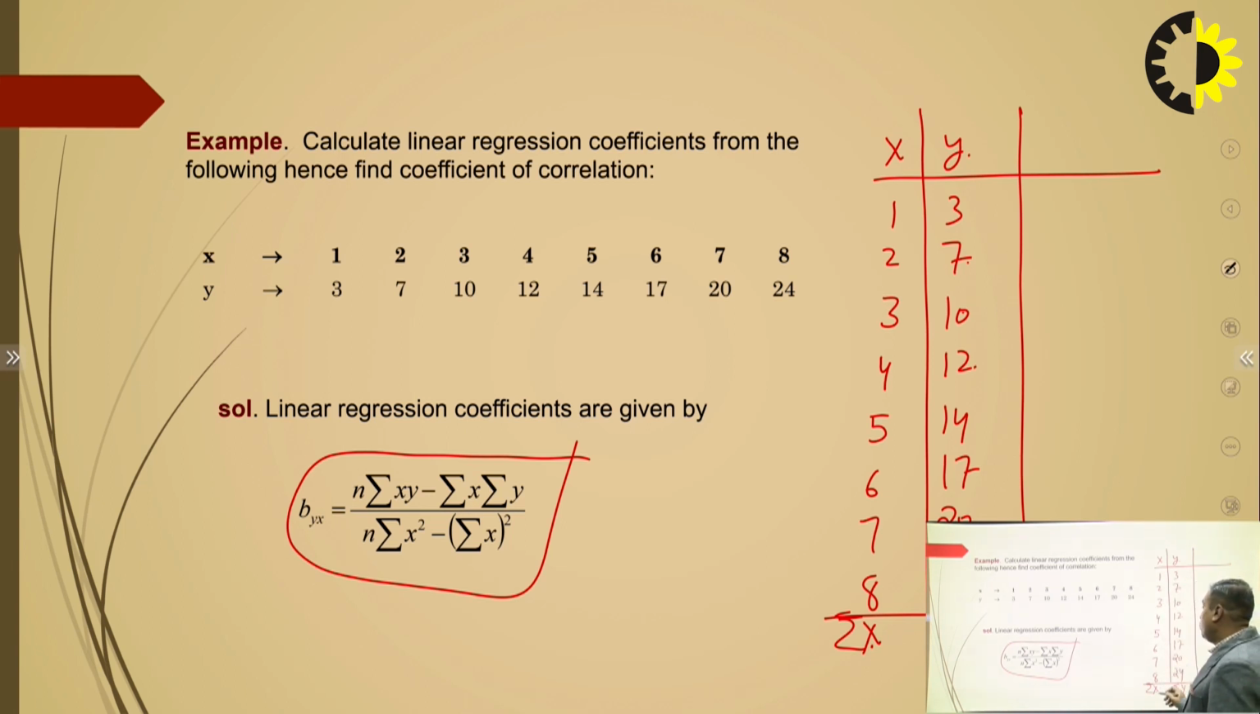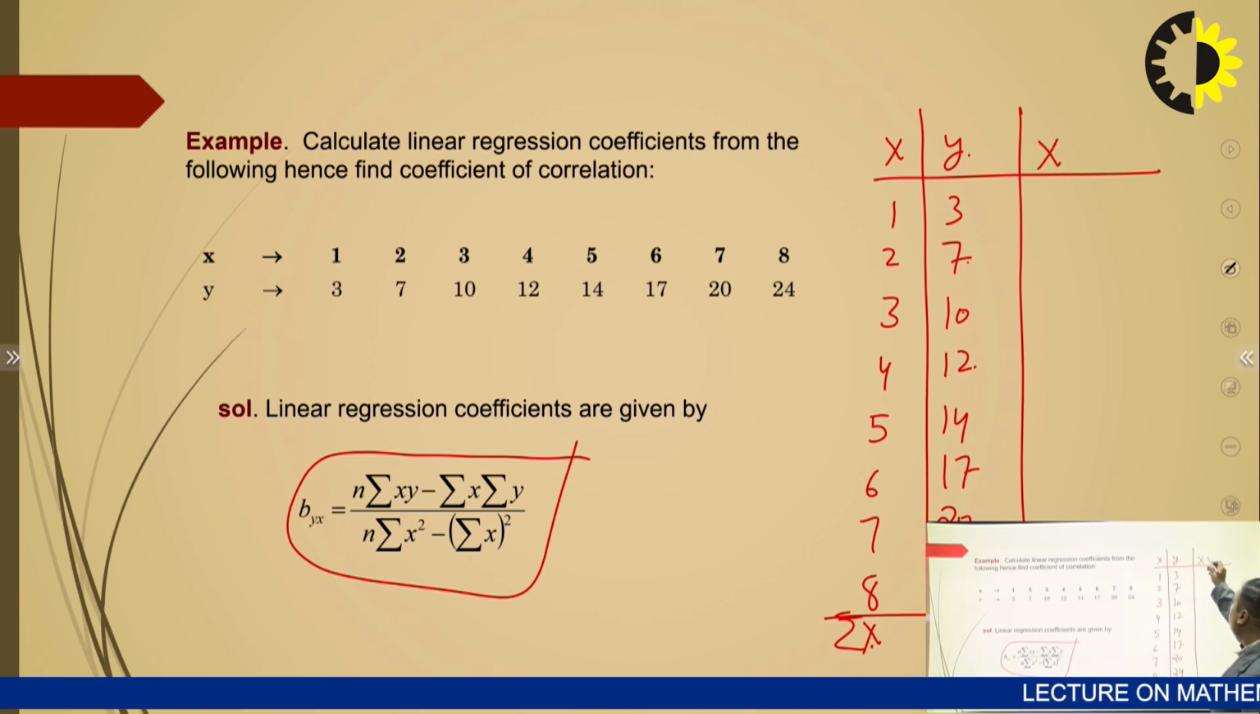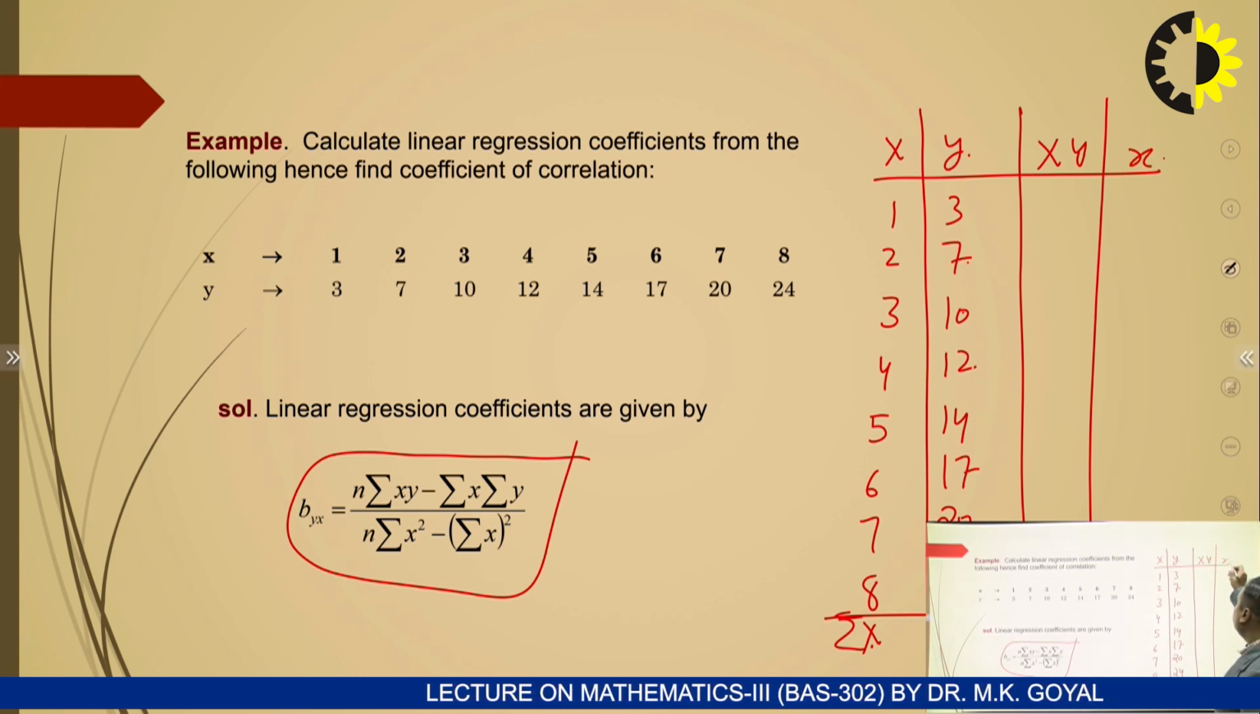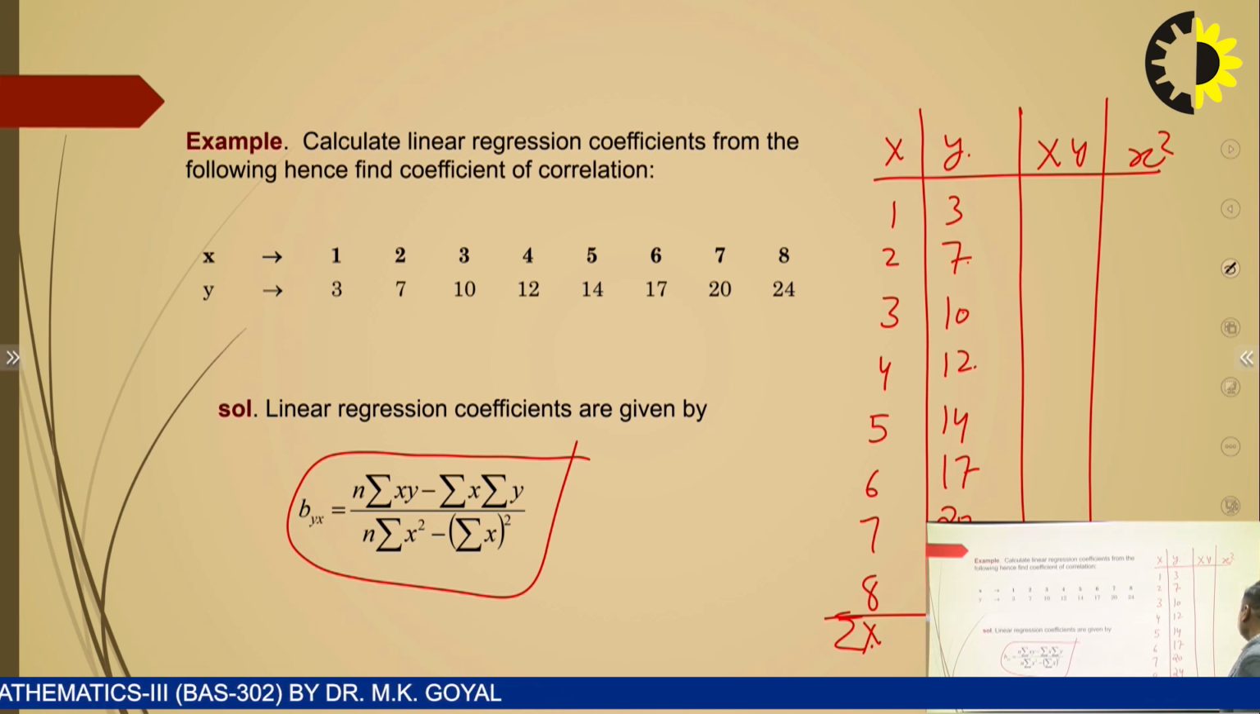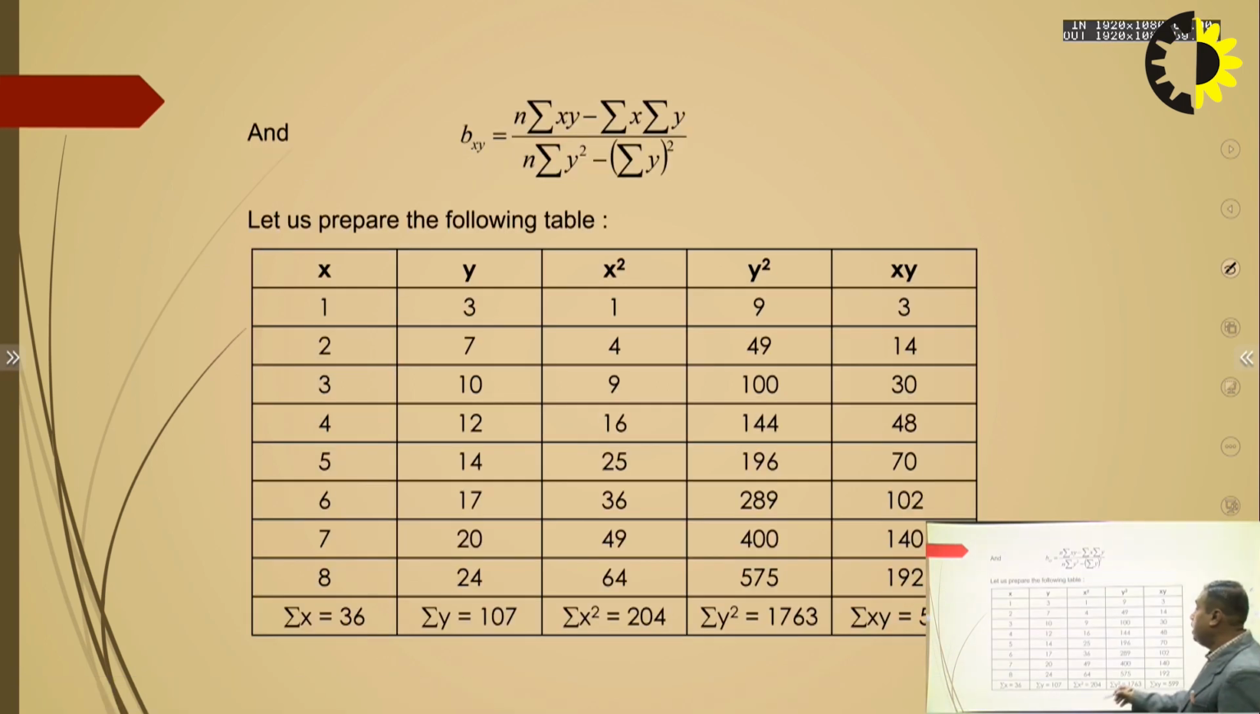Here we have to calculate summation x, summation y, summation xy, and summation x square. N is the number of terms, which is 8. Now the x values are given as 1, 2, 3, 4, 5, 6, 7, 8. Summation x becomes 36. Summation y becomes 107.